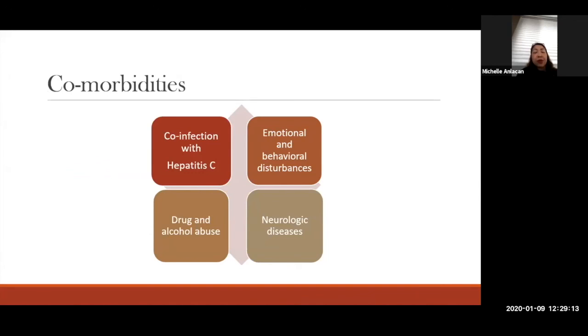So remember that these patients also have a lot of comorbidities. They may be co-infected with hepatitis C. They can have a lot of emotional and behavioral disturbances. They have pressures from their family. They may have other neurological diseases. Pain and neuropathy is a reality for HIV patients, and also drug and alcohol abuse. Next, please.